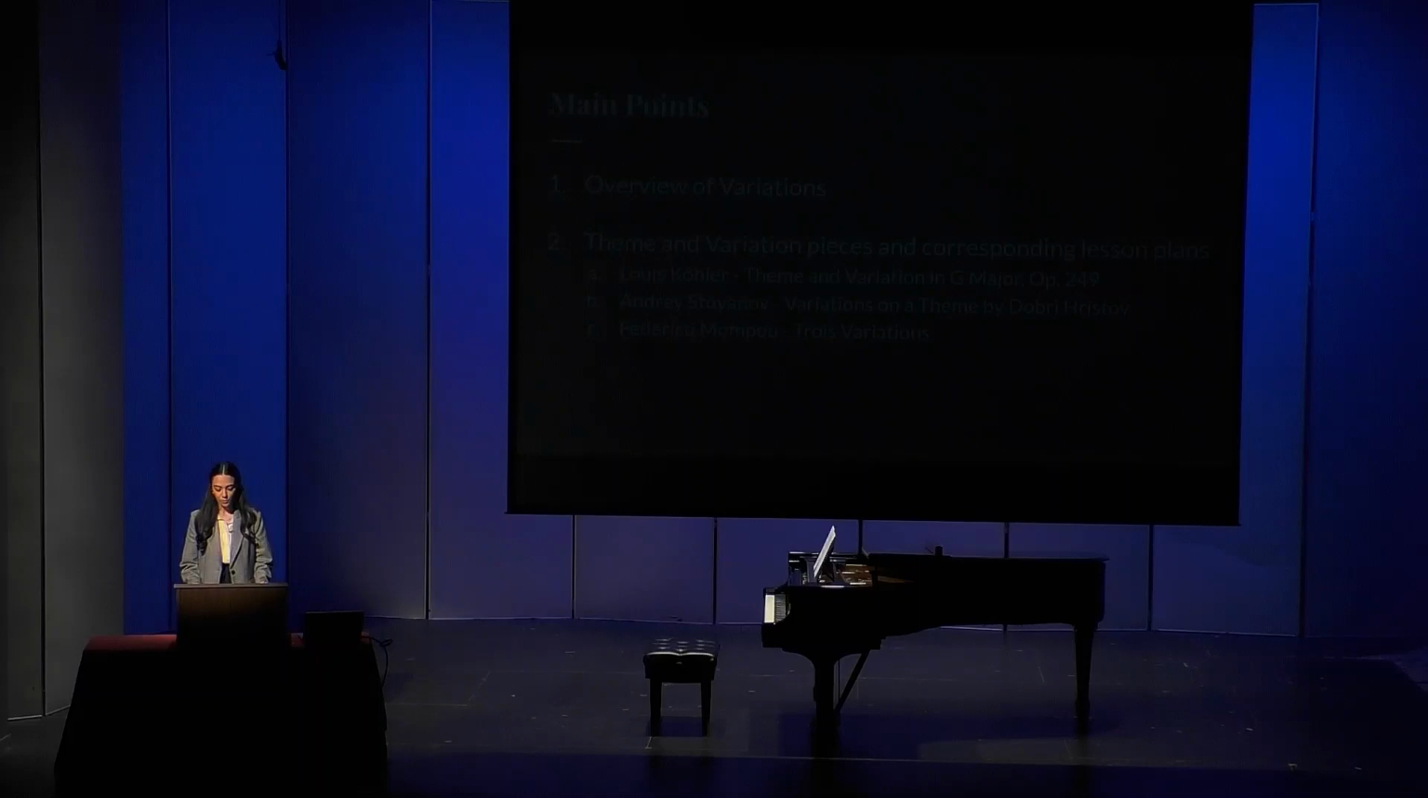I will be organizing this lecture first with an overview of variation form and the theme and variation genre. I'll talk about the history and define some relevant terms. I'll talk about the variants or modifications made when you're varying themes. And then I'll go into the specifics about three example pieces by Kohler, Stoyanov, and Monbu, followed by some discussion on how to teach these pieces.